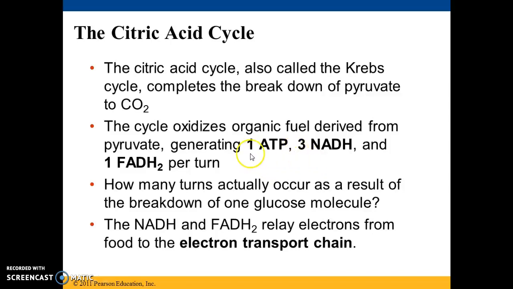Now with that, the ATPs are generated through substrate level phosphorylation, and the NAD and FAD are important because they are electron carriers. That acetyl-CoA is going through further breakdown, and as it gets broken and broken and broken apart some more, more and more electrons get removed, and those electrons will be carried off to the electron transport chain by these electron carriers, NAD and FAD.